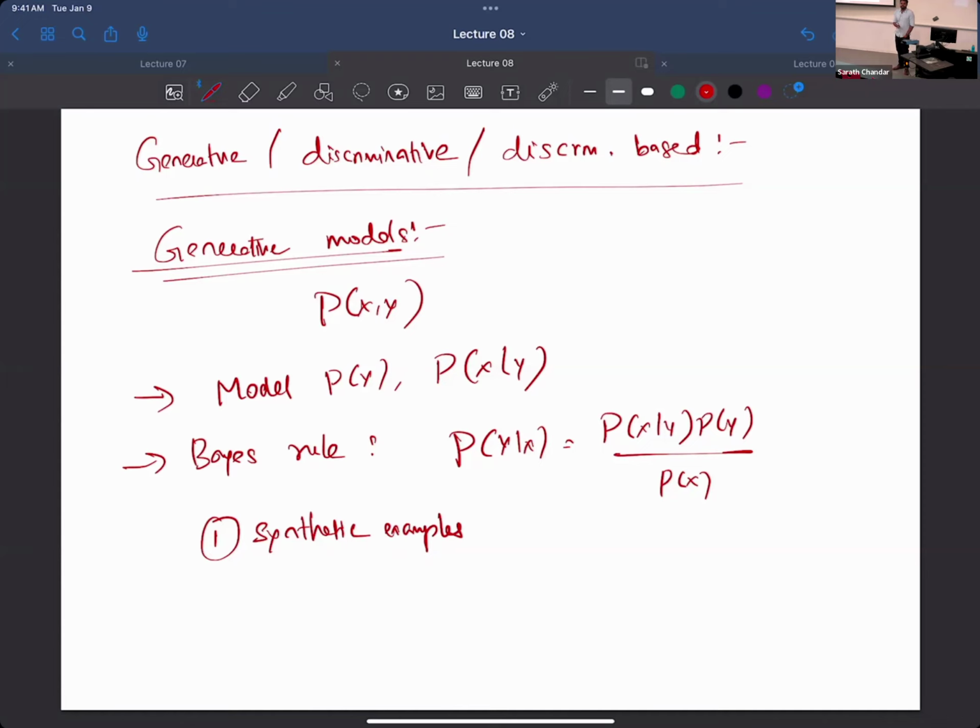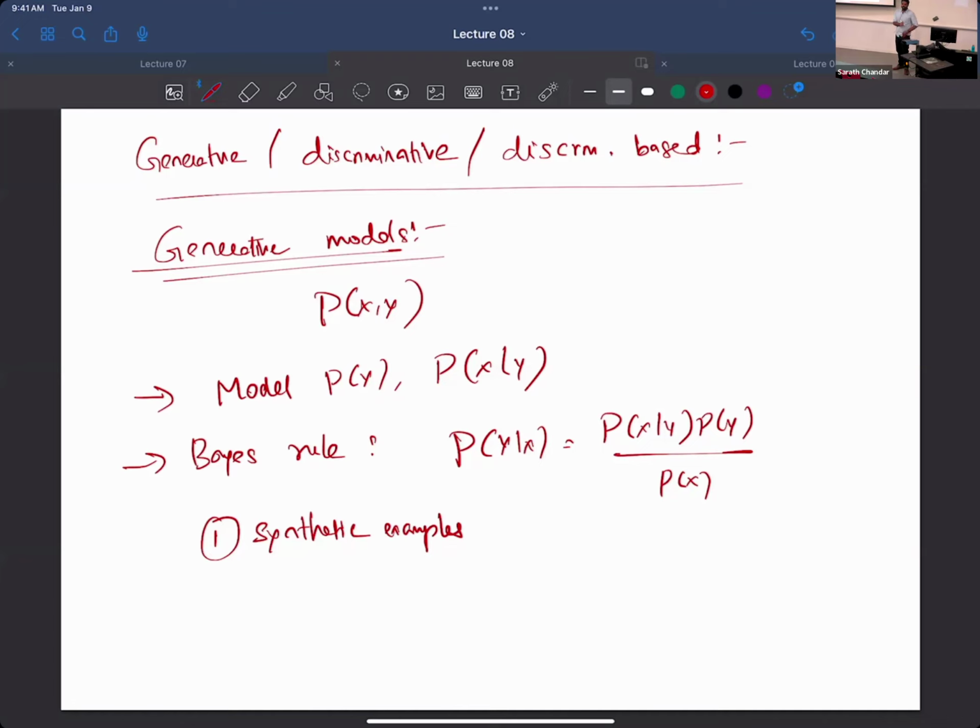But for that, you need y first, right? Yes, but if you want to generate x given y, you need to sample y first. No?